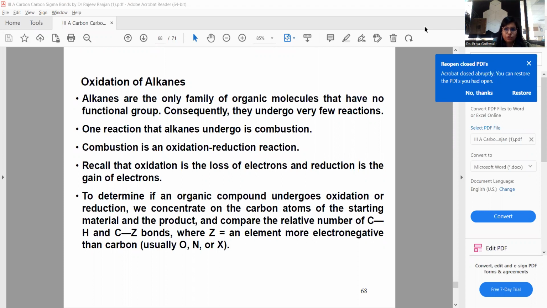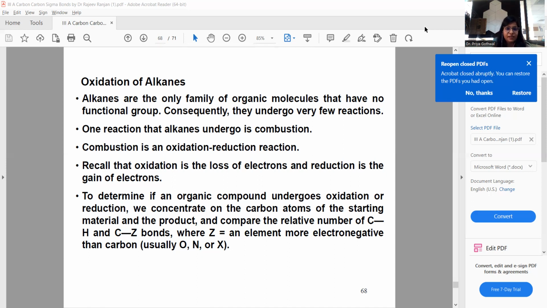Today, I'm going to discuss the chemical properties, the chemical reactions, of the alkanes. Here, alkanes are likely to react with numerous kinds of reagents to form other derivatives of the alkanes, which are known as substituted alkanes. So in this regard, first of all, I'm going to discuss the oxidation of the alkanes.